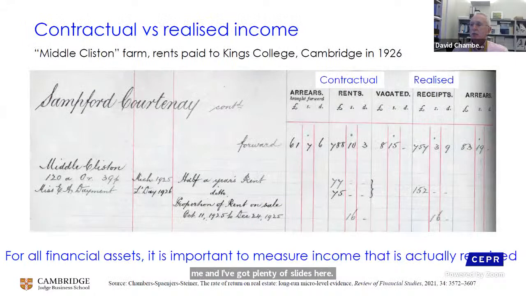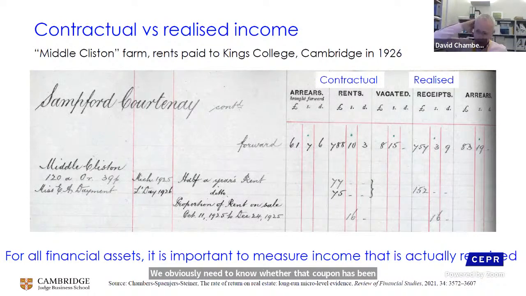Another important issue to think about when we're trying to estimate returns, in particular the income component of returns, relates to real estate, but it could equally relate to bonds. In the case of bonds, we can't just accept the stated coupon as being the income return. We obviously need to know whether that coupon has been paid in that 6 month period, or whether no coupon has been paid or just some fraction of it. The same applies to real estate.